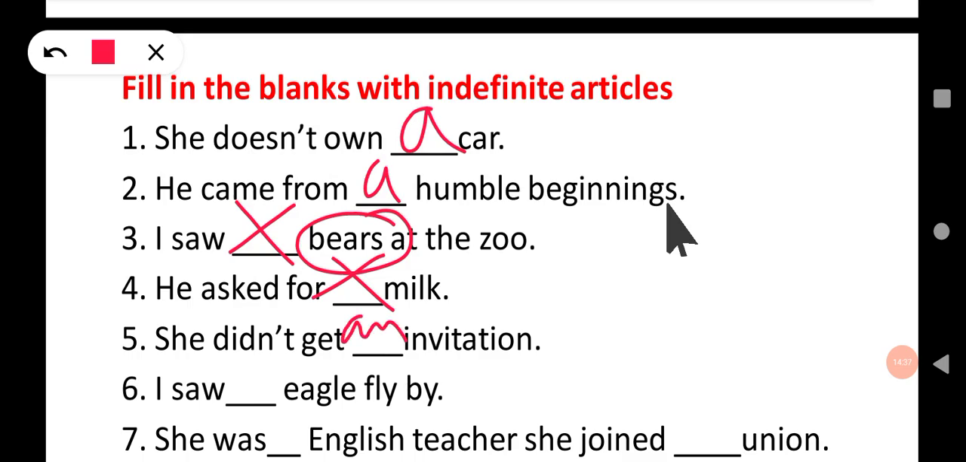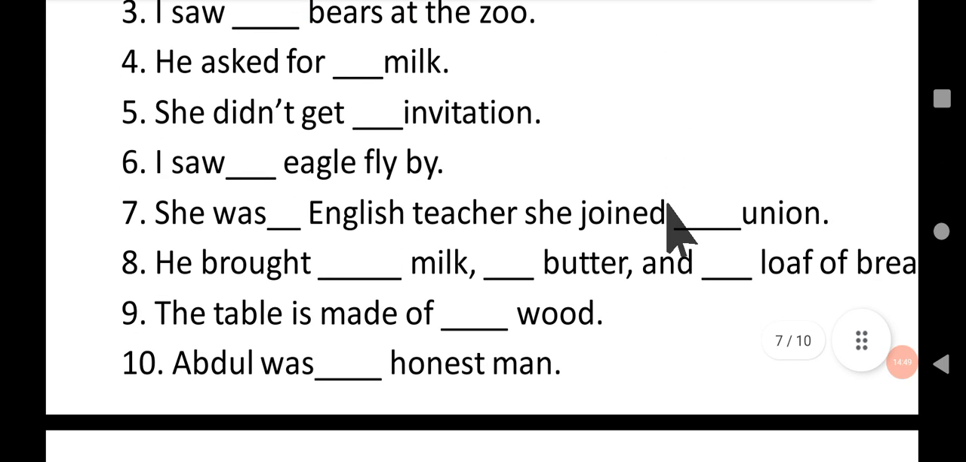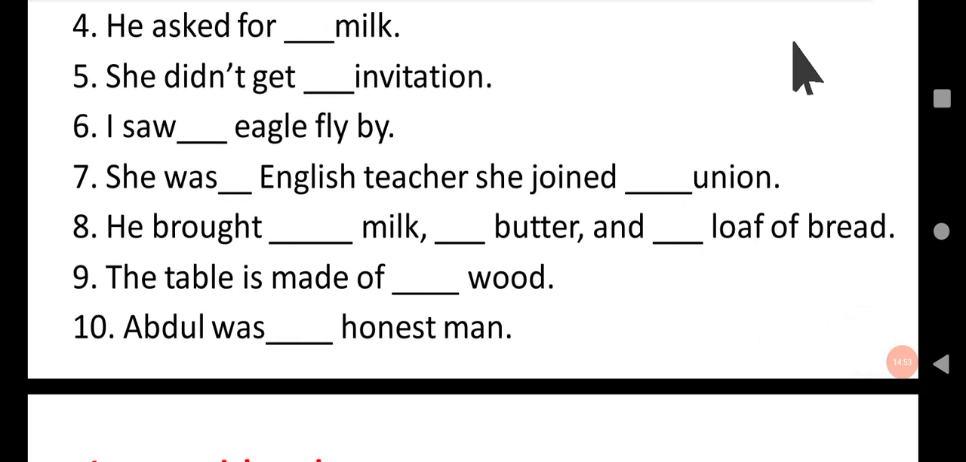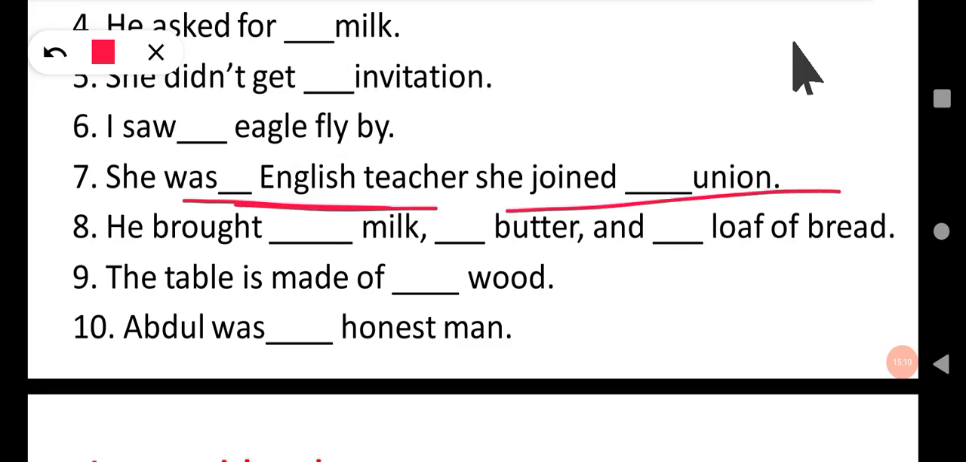An invitation, because here the word starts with vowel sound. Next one, I saw dash eagle fly by. Which eagle? An eagle, because there the word starts with vowel sound. Next one, she was dash English teacher, she joined dash union. She was which English teacher? An English teacher or a English teacher? English.